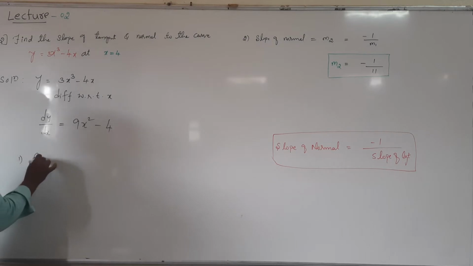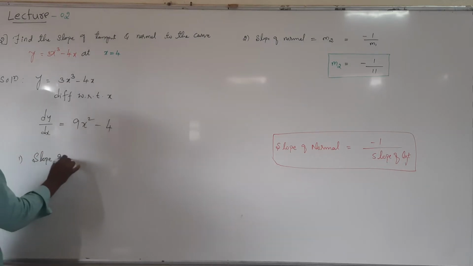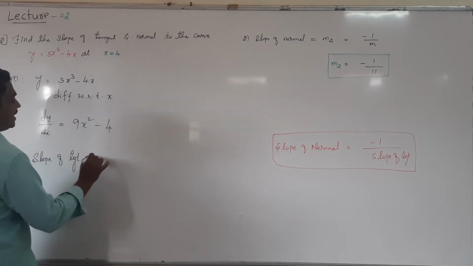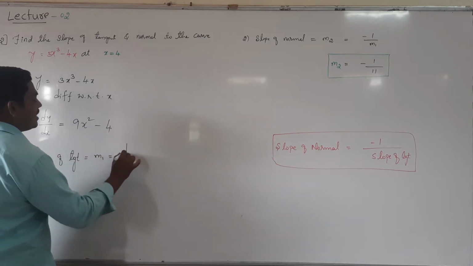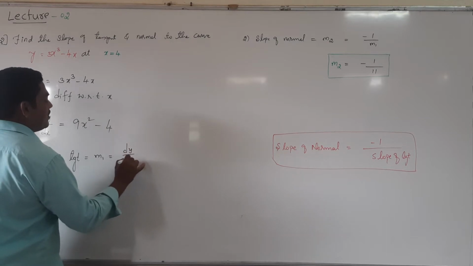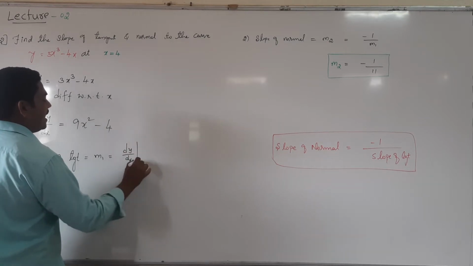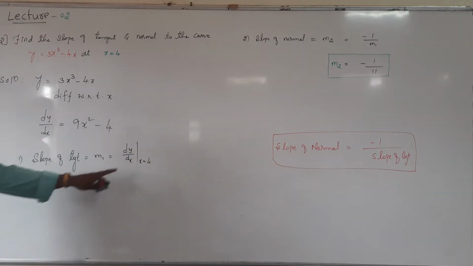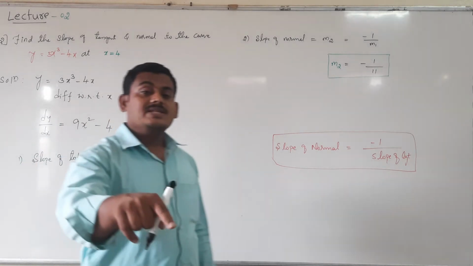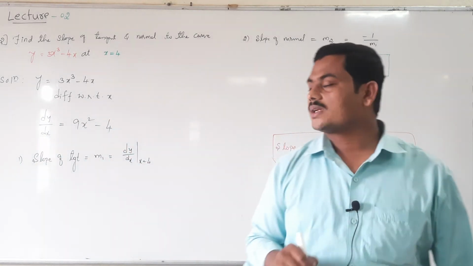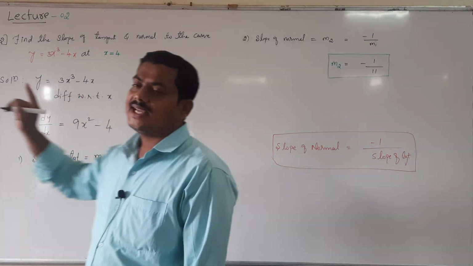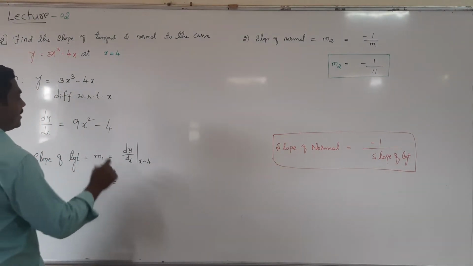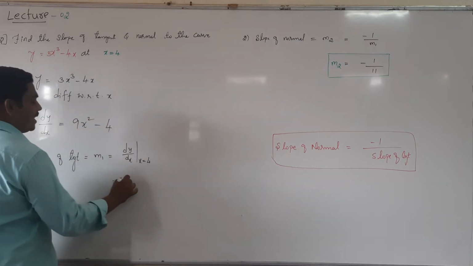First one, slope of the tangent line. Slope of tangent is denoted with m1. m1 is equal to dy by dx at a given point, that is dy by dx at x equal to 4. After differentiating, put x value 4. It gives the slope of the tangent line. Put x value 4 here.